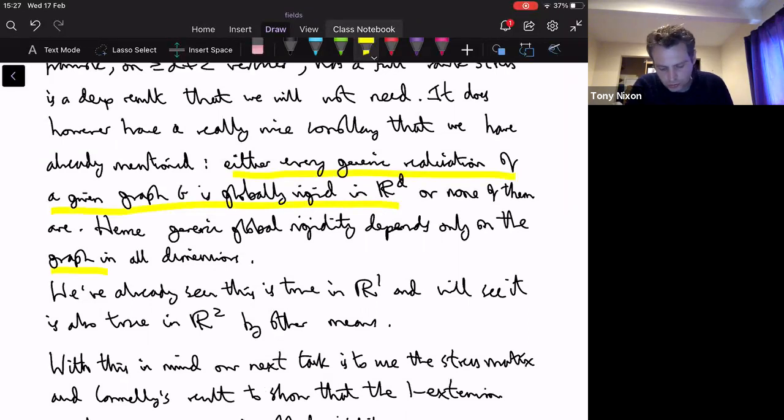We knew it was true from last lecture in one-dimensional space because two-connectivity was a complete characterization. And when we've finished characterizing global rigidity in 2D generically, then we'll know it's true in 2 dimensions as well, but they proved it in all dimensions.